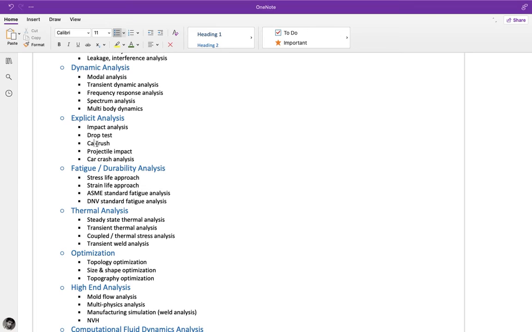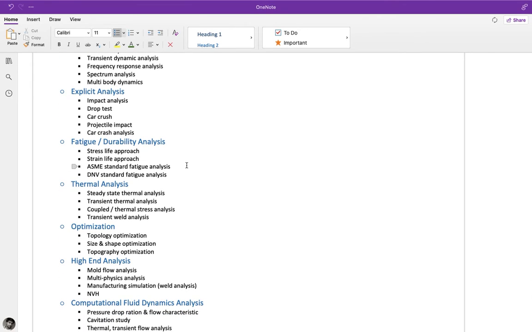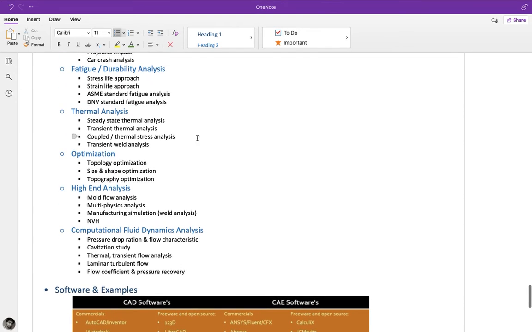Okay, it's not CAD crash. Car crash analysis, projectile impact. Then fatigue and durability analysis, in which stress and strain life approaches are analyzed, then fatigue analysis for ASME and DNV standards. Then thermal analysis: steady state thermal analysis, transient thermal analysis, coupled thermal analysis, and transient weld analysis.